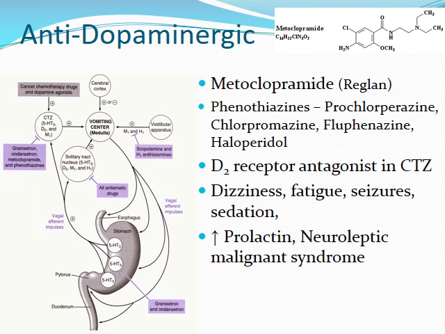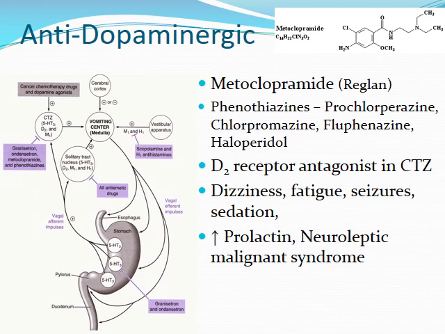Again, notice that we're using ones that are a little bit more specific for the dopamine 2 receptor, things like haloperidol and fluphenazine. But on the other hand, you can use the less potent agents as well, because the antimuscarinic actions and the antihistaminic actions are all going to also help with nausea and vomiting.